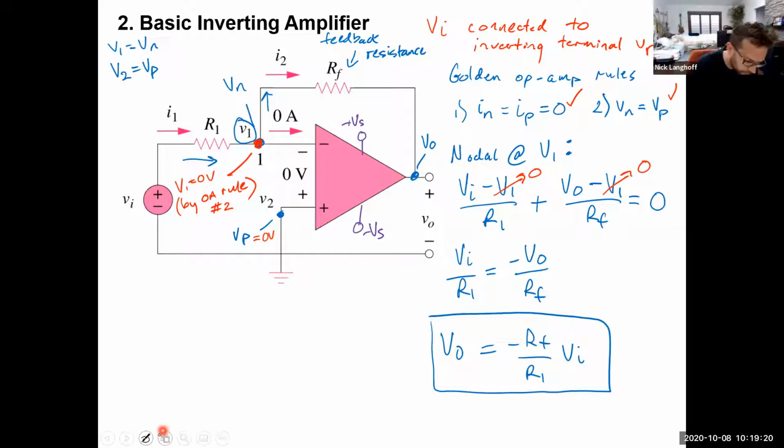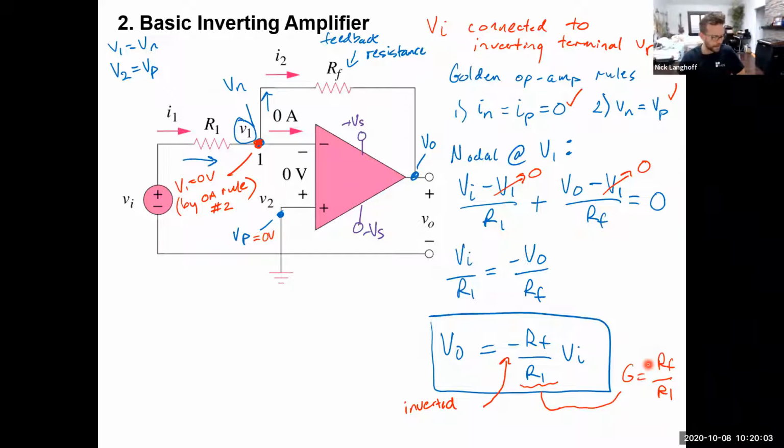Let's draw up a couple of things on here. Notice the fact that it is inverted. The gain is negative. So if VI is positive 1 volt, V out is going to be a negative value. And let's also note the fact that the gain G is equal to RF over R1.